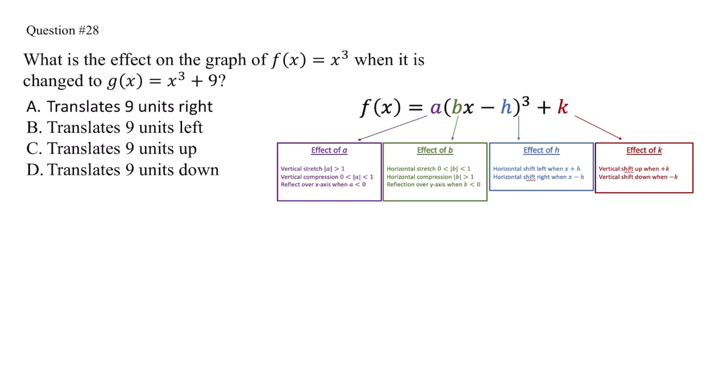So in this problem, it says, what's the effect on the graph of f of x equals x cubed when it's changed to g of x equals x cubed plus 9? The plus 9 is a value of k, so that is going to be a shift up. So we're going to translate 9 units up.